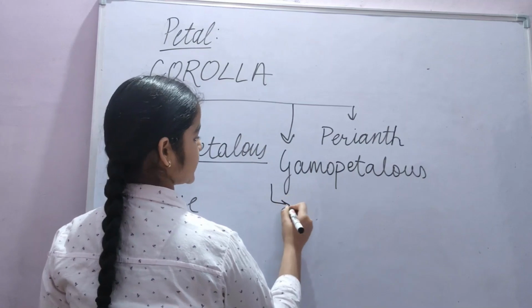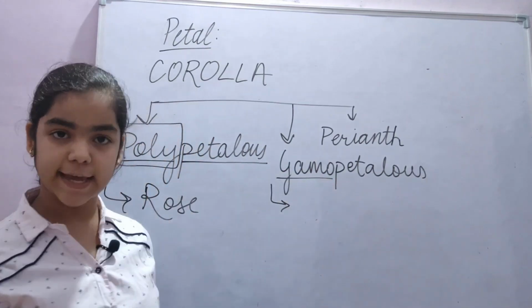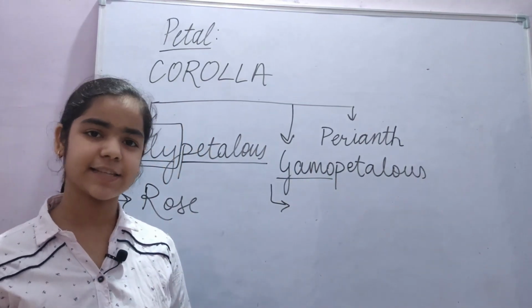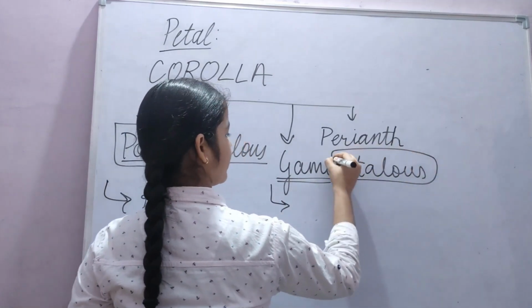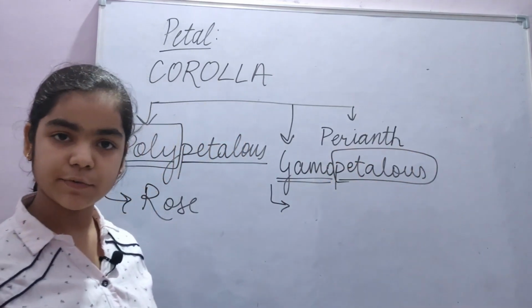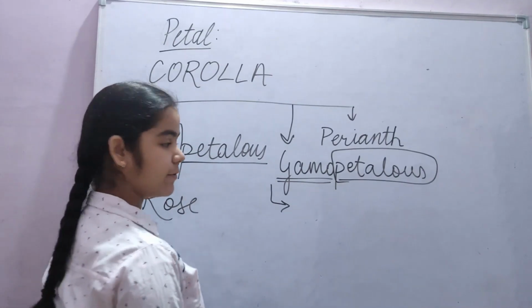Then gamopetalous. Gamo means fused together or united, as we discussed earlier also. So gamo, and petalous for petal. An example of this may be elderberry flowers.